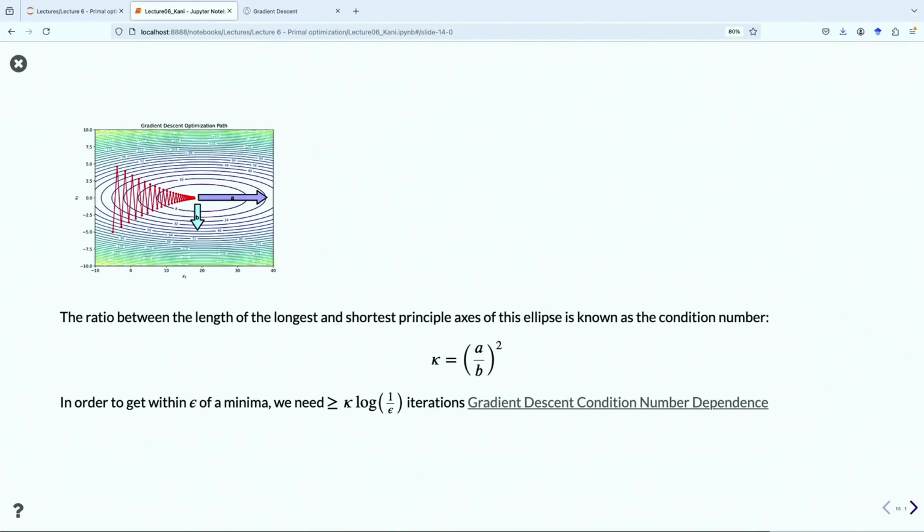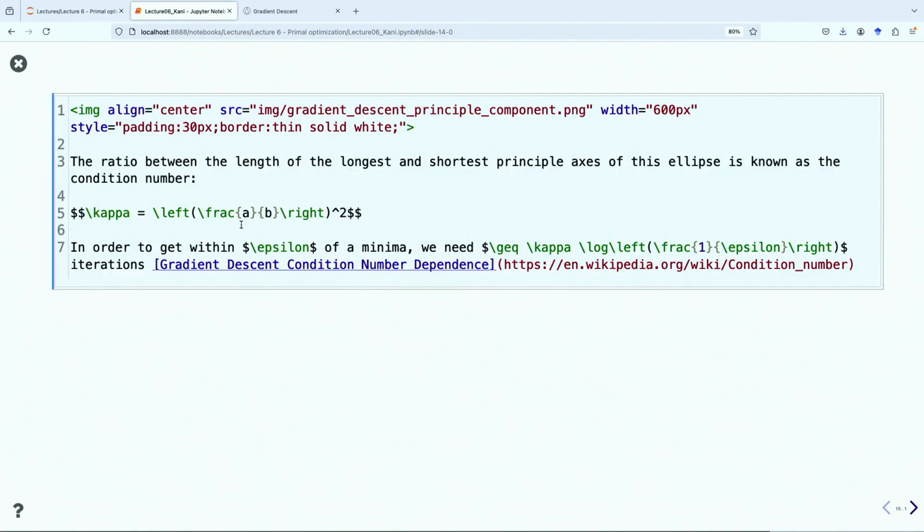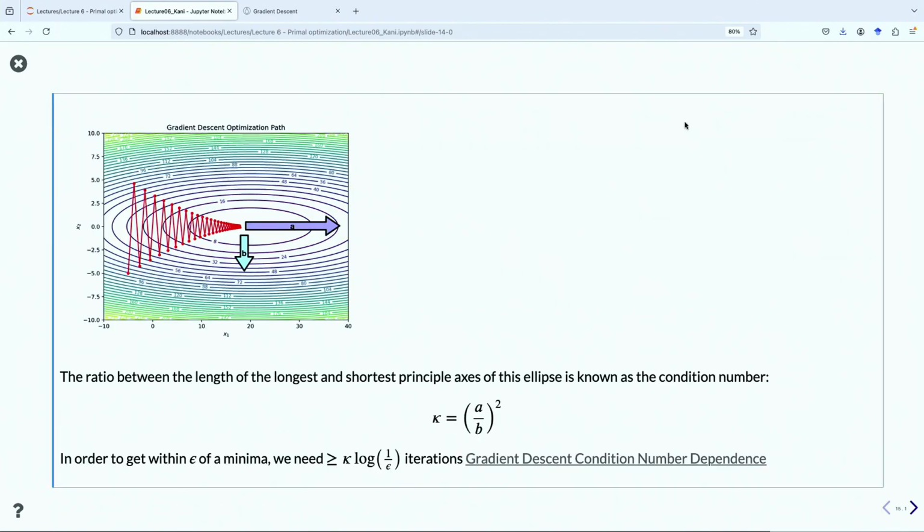So we have a contour plot, which would be nice if it was a little larger, and if it was actually centered. Thank you, HTML, for not doing what I want. All right.